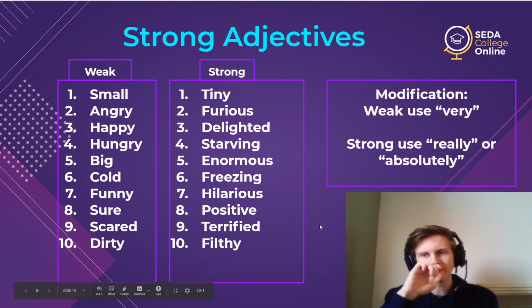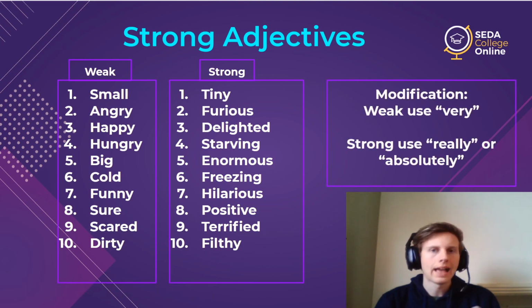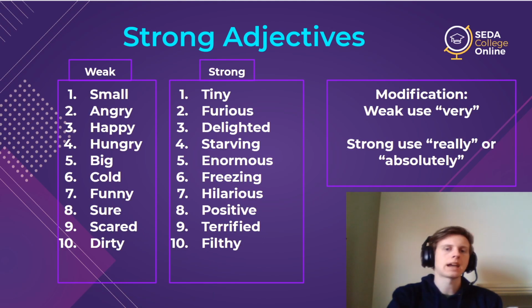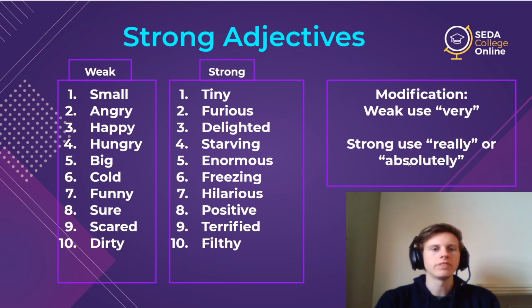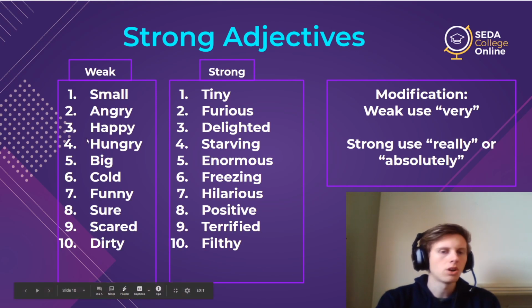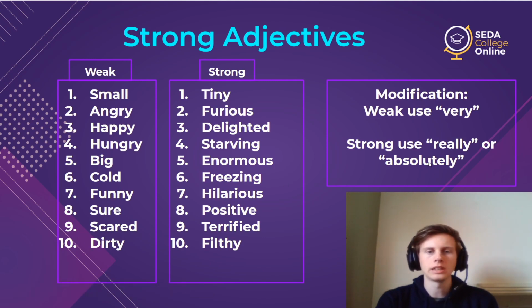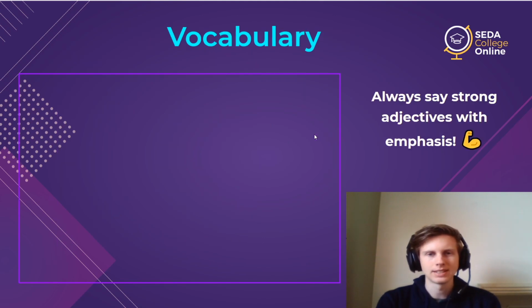And so how do I modify them? Well, adverbs have feeling as well. So our adverbs match. So we use very for the weak adjectives, very small, very big, very sure, very dirty, and then really or absolutely for the strong adjectives. These are kind of the biggest form. So absolutely tiny, really hilarious, absolutely starving. They match together that way. All right.